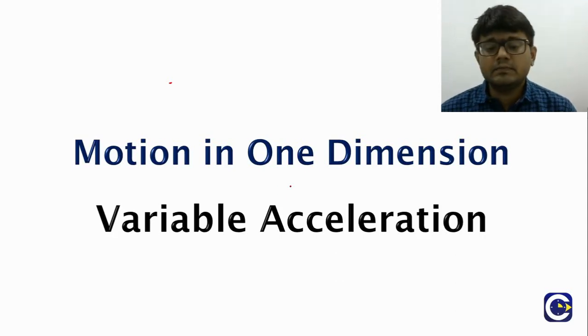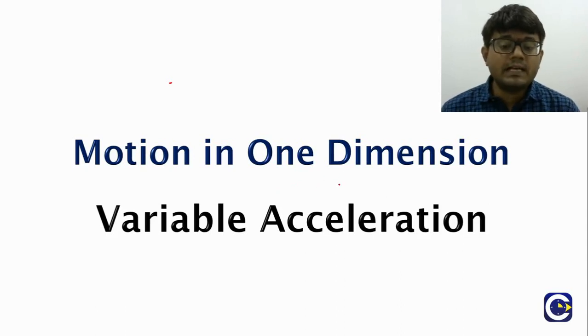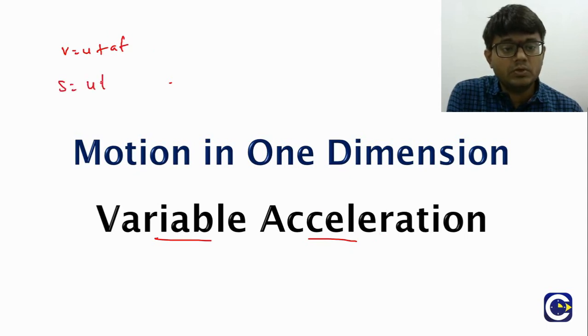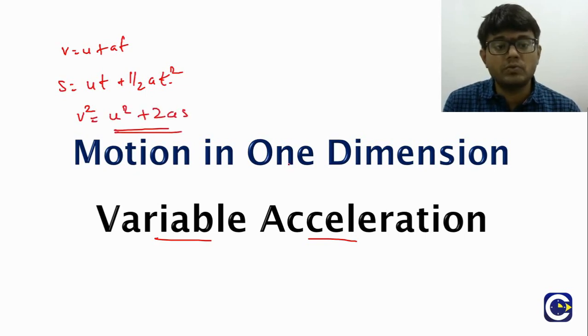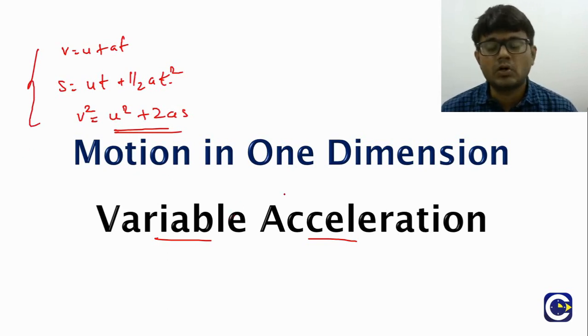Hello everyone. So in this video we'll look at the idea of variable acceleration in case of one dimension motion. Now in variable acceleration obviously we will not be able to use the equations of motion: v is equal to u plus at, s is equal to ut plus half at square, v square is equal to u square plus 2as. All these equations of motion that we have used in case of constant acceleration, those equations we will not be able to use to solve the motion of the particle.